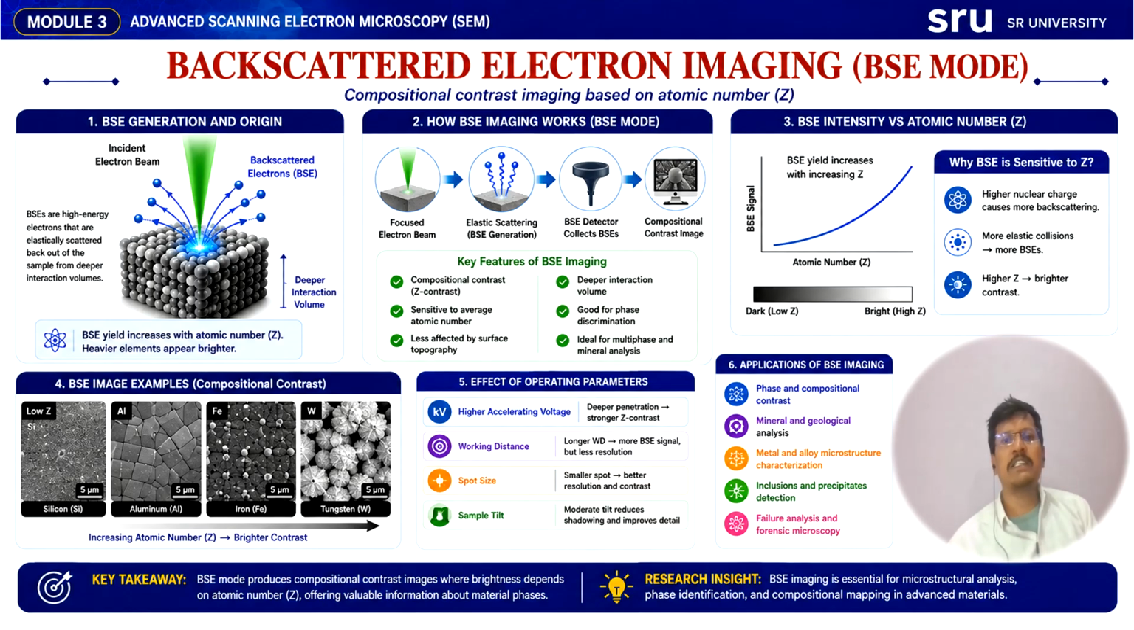In nanomaterials research, backscattered electron imaging is often used alongside EDS analysis. The backscattered electron imaging helps to identify the regions of interest, while EDS confirms the elements present in the composition of those particular regions.